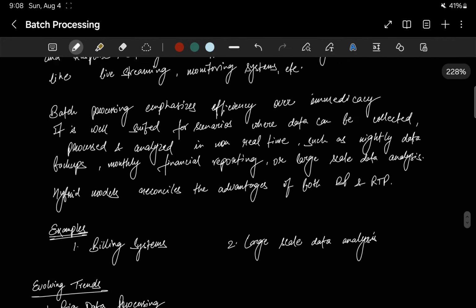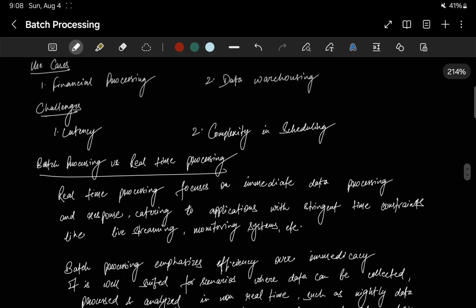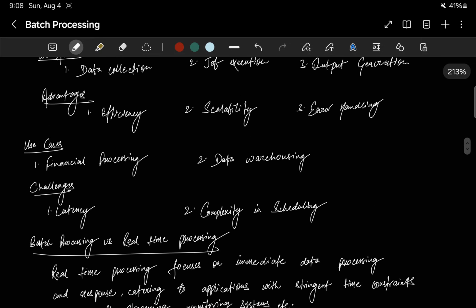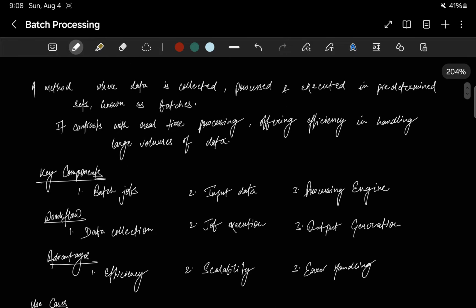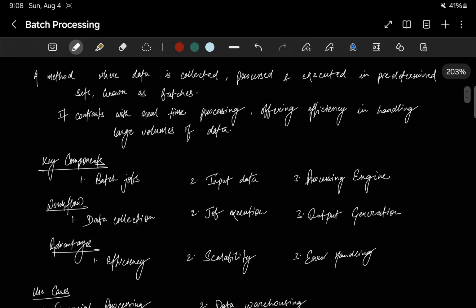I hope this gives you a clear idea about what is batch processing, how it differs from real-time processing, why batch processing, what are the advantages of using batch processing, what are the use cases where batch processing is used, and what are the tools that help in doing the batch processing. So that's it. Thank you for watching.